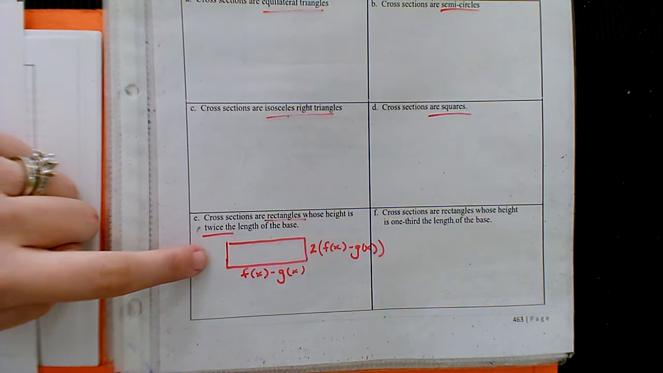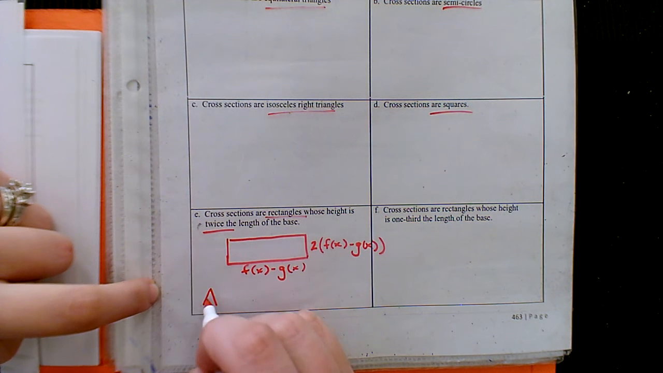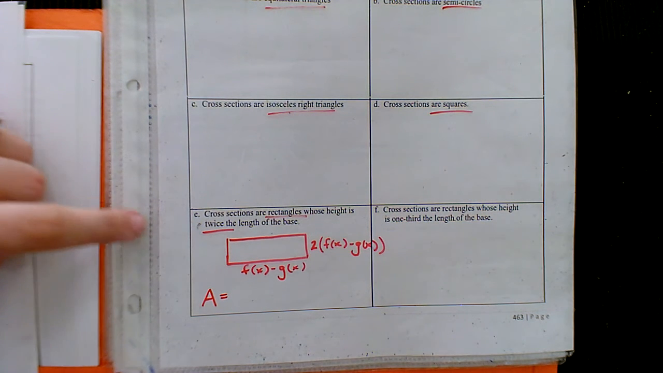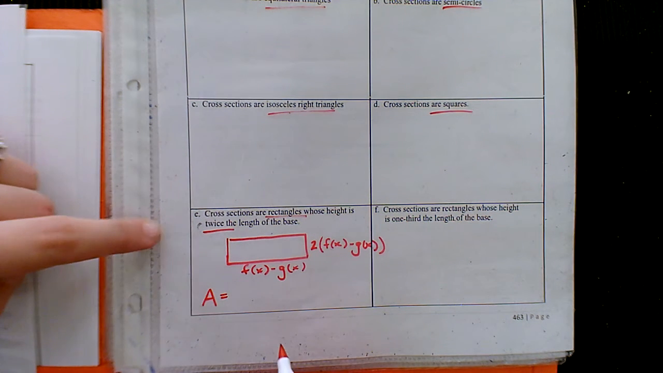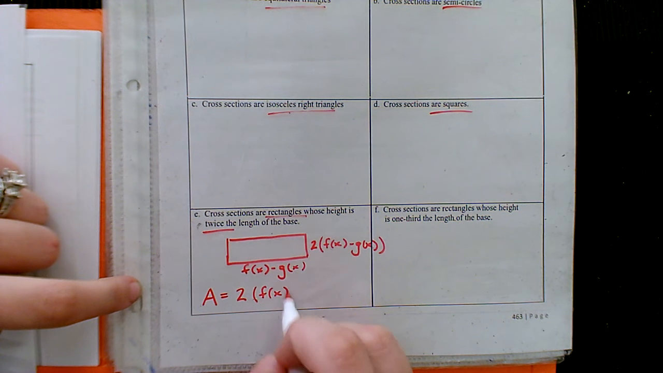So if this is how we can label our rectangular cross section based off the information, what would the area formula look like for this particular rectangle? Since everything's being multiplied, we can put 2 times f of x minus g of x squared.